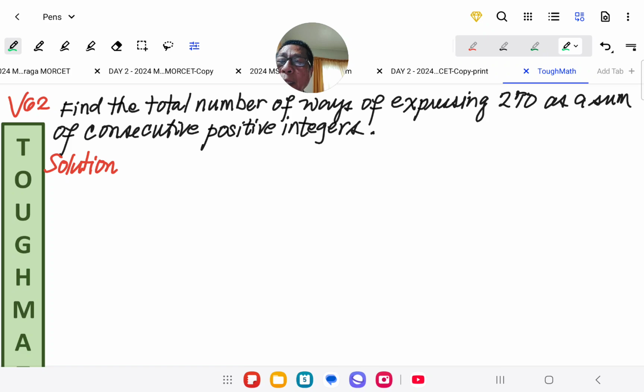So our problem for today is: find the total number of ways of expressing 270 as a sum of consecutive positive integers. Okay, so first we look at the prime factors of 270. 270 is 1 times 2 times 3 cubed times 5.